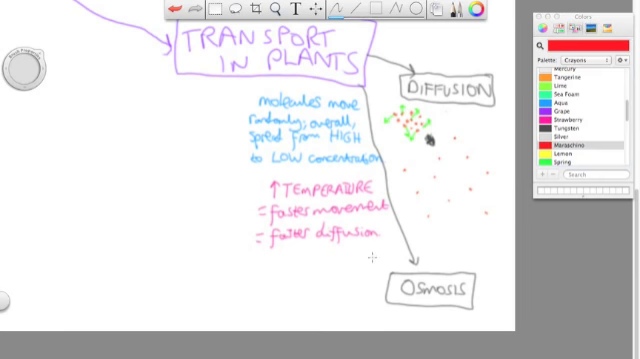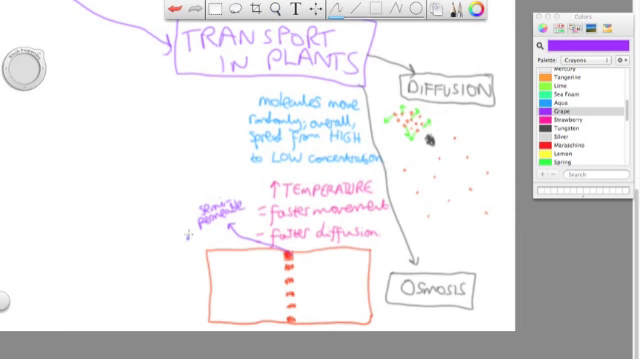Now, let's look at osmosis. Osmosis is basically a very special type of diffusion involving water. And if I draw a semi-permeable membrane, which lets some things through and not others, for example, it might let small particles of water through, but not large particles, we see the following.